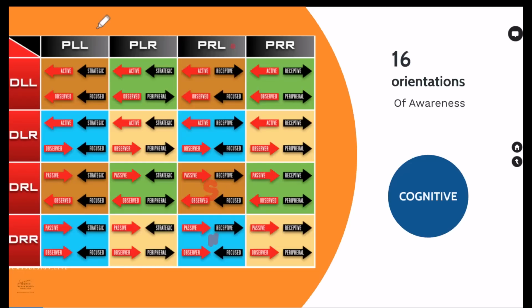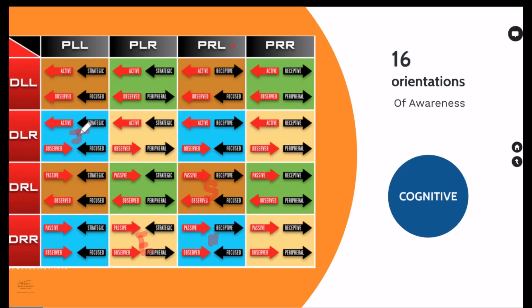And Joseph is PLL, DLR. Okay, so you're right here. See how easy that is? So you can make sense of it. PLR and DRR. Okay, thank you for participating with me.